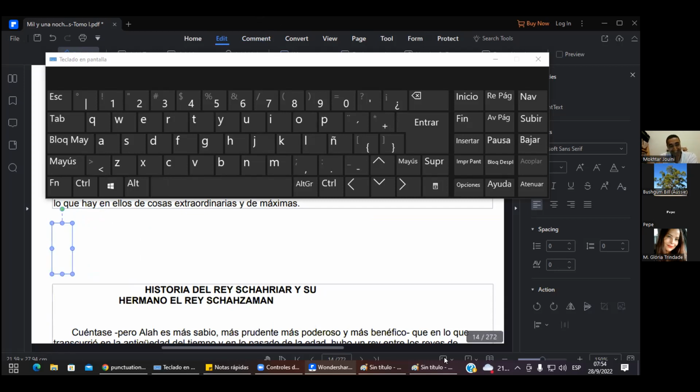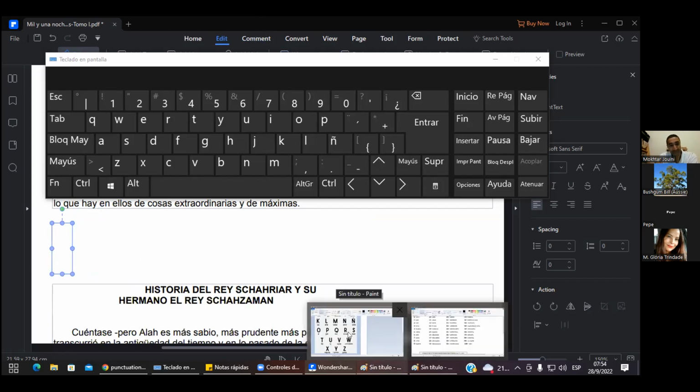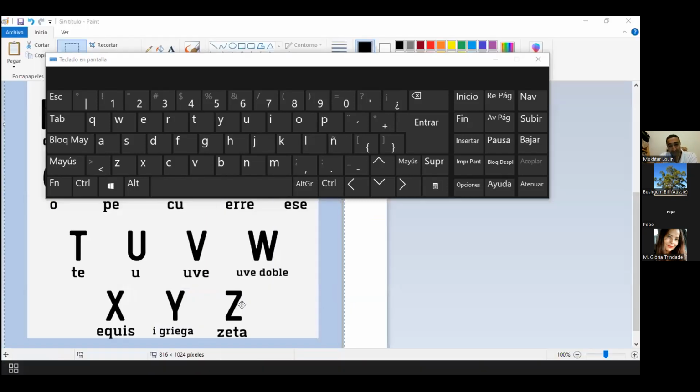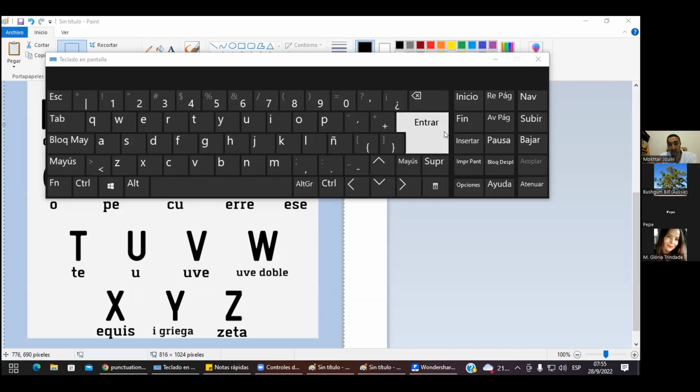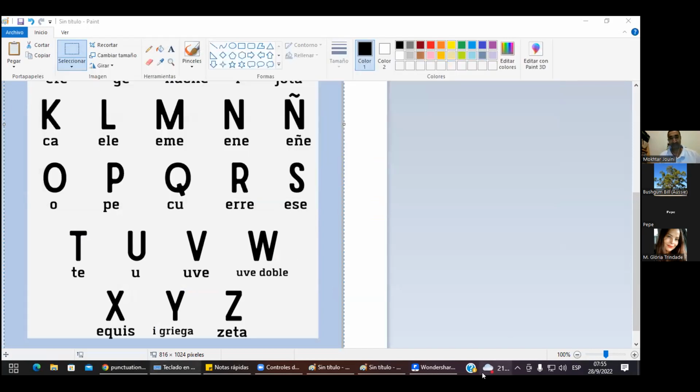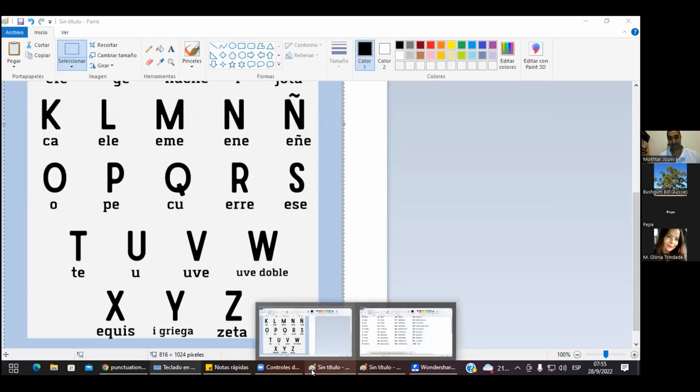Now, in this case, let me continue. So Z will be za, ze, zi, zo, zu. Exactly, that's right. So we covered the basics of the alphabet, but we also need to learn about another piece, the numbers.